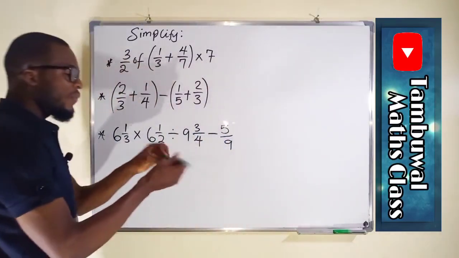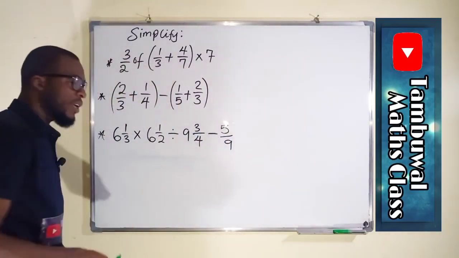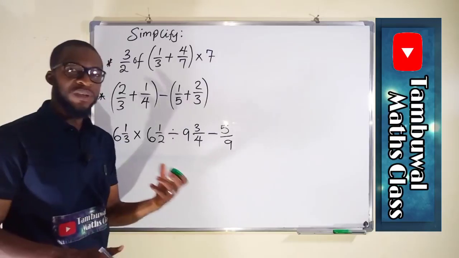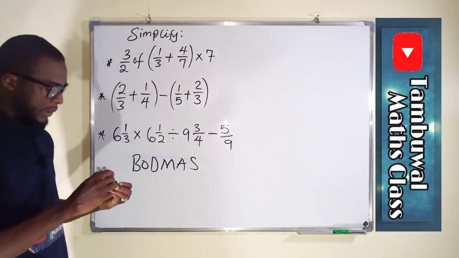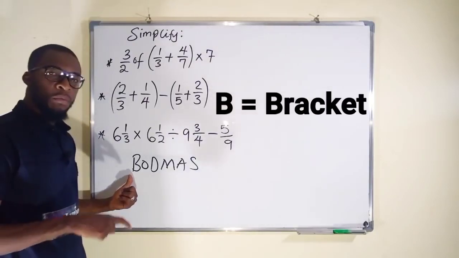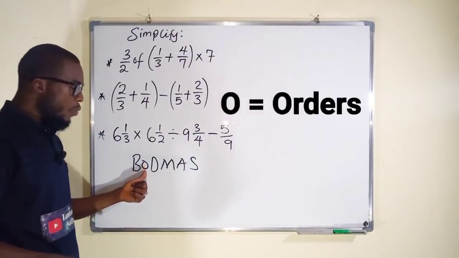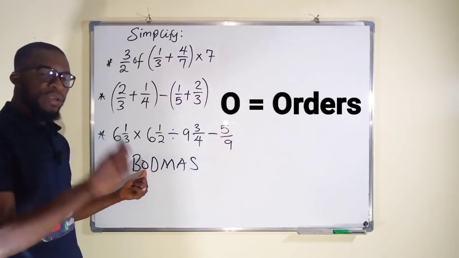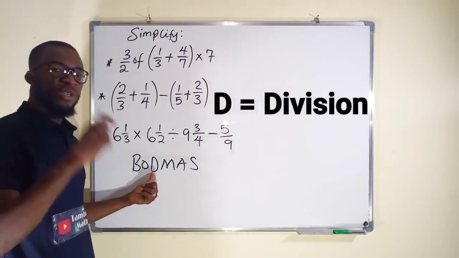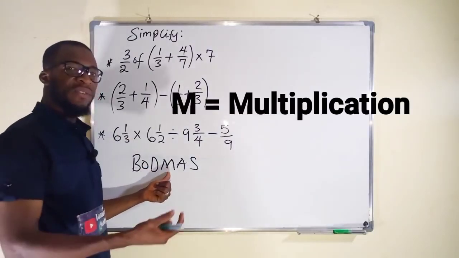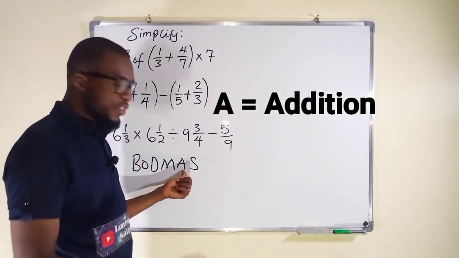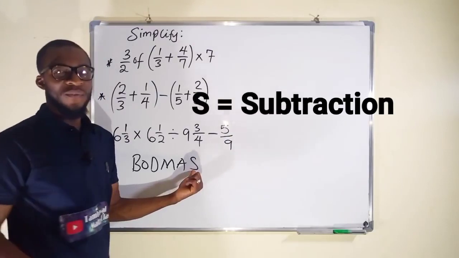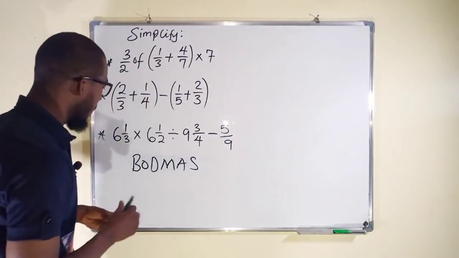We have a rule of BODMAS and PEMDAS, but in this tutorial, I'm going to be using BODMAS. B stands for bracket, O stands for orders, D stands for division, M stands for multiplication, A stands for addition, and S stands for subtraction.